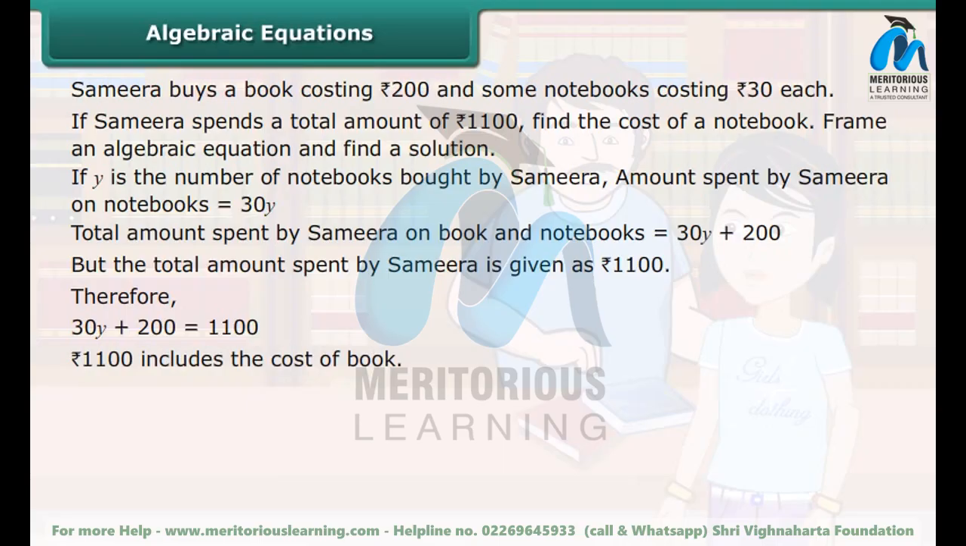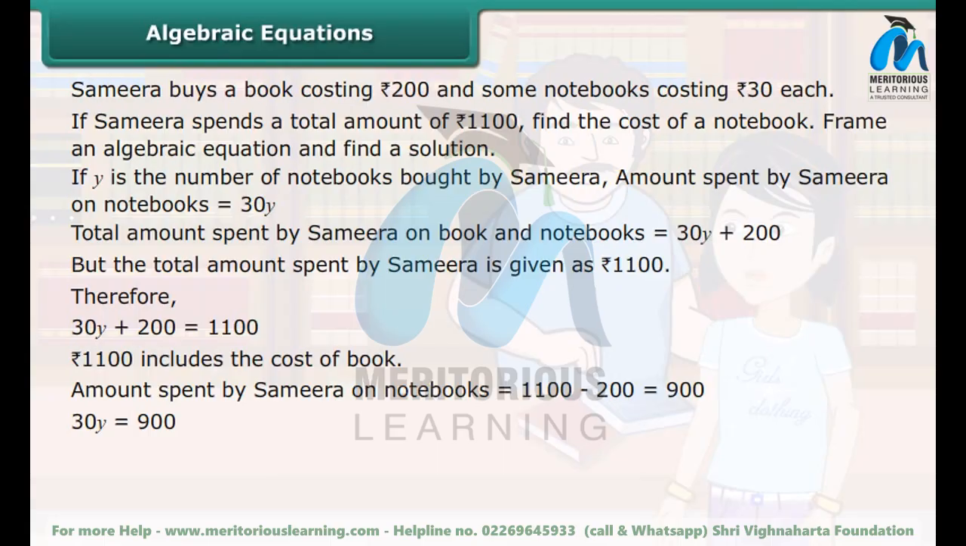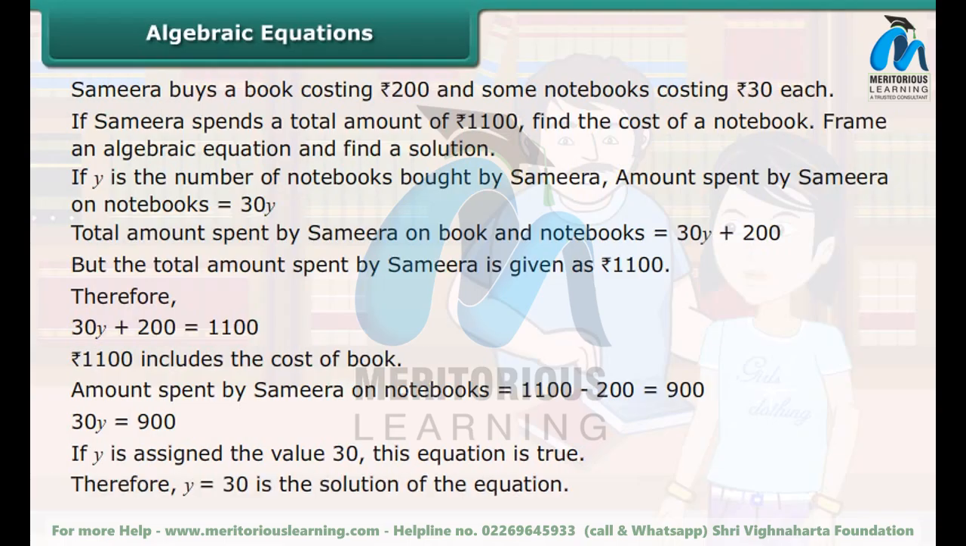1100 rupees includes the cost of the book. Amount spent by Samira on notebooks is equal to 1100 - 200 = 900. 30y = 900. If y is assigned the value 30, this equation is true. Therefore, y = 30 is the solution of the equation. It means the cost of a notebook is 30 rupees.